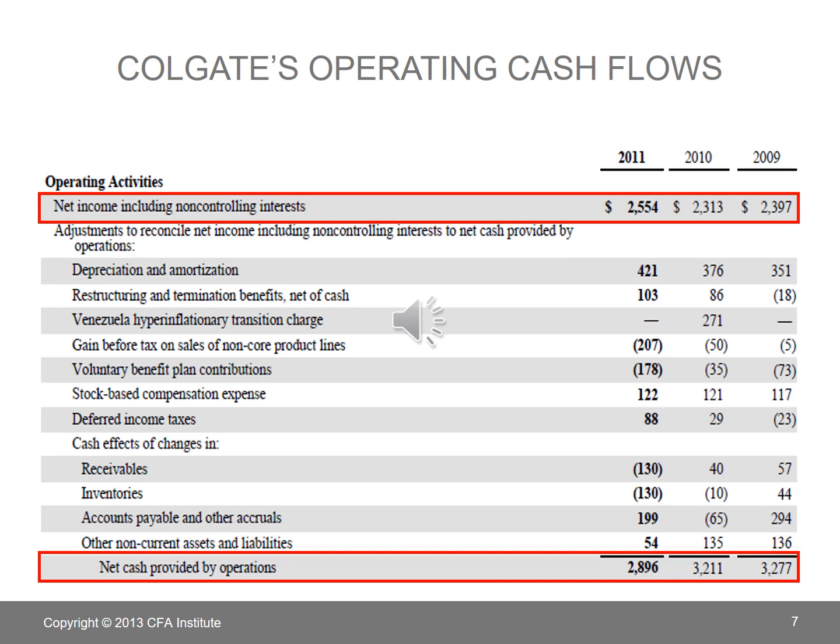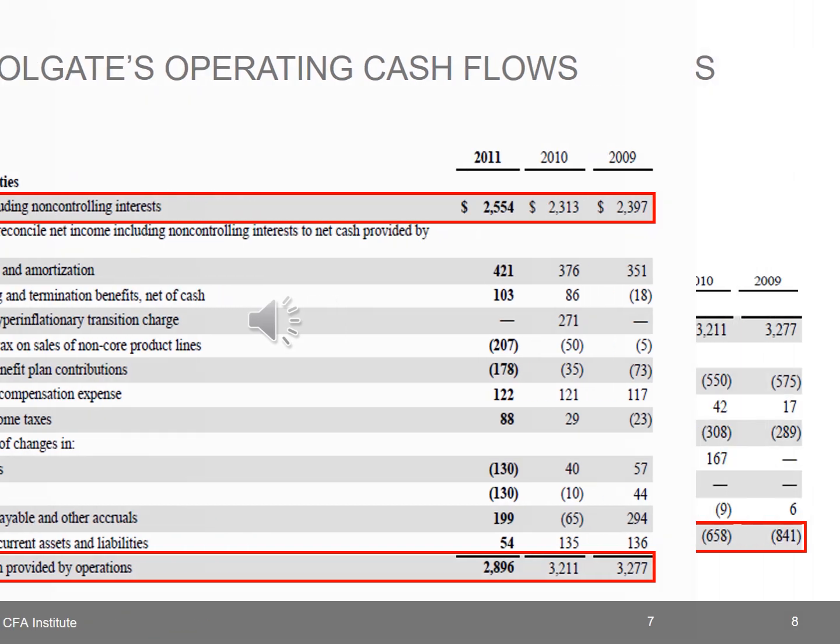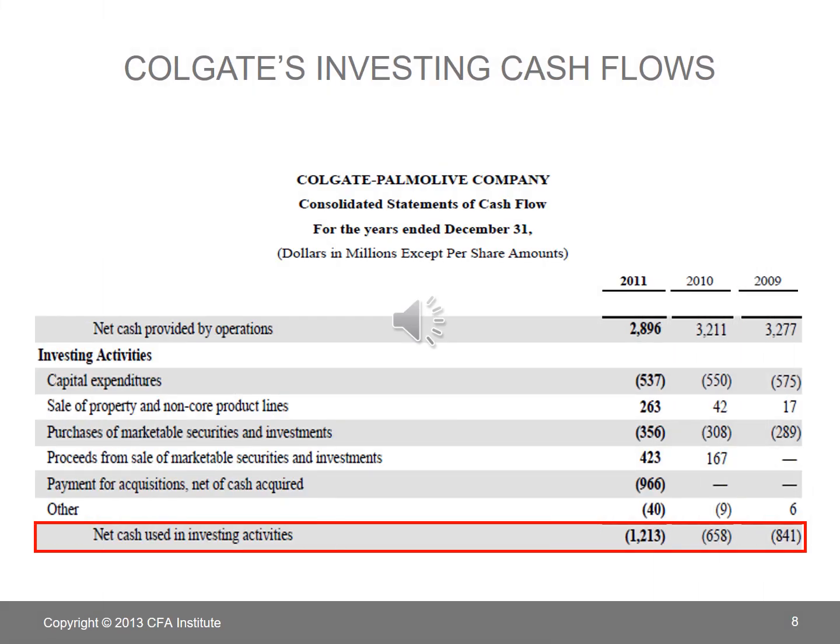benefit plan contributions. Here in this slide we take a closer look at the investing activities section of Colgate's statement of cash flows. The slide also includes the amount of cash provided by operations. In every year, Colgate's cash from operations was more than enough to cover its capital expenditures. In 2011, the amounts were cash from operations of 2,896 million and capital expenditures of 537 million.